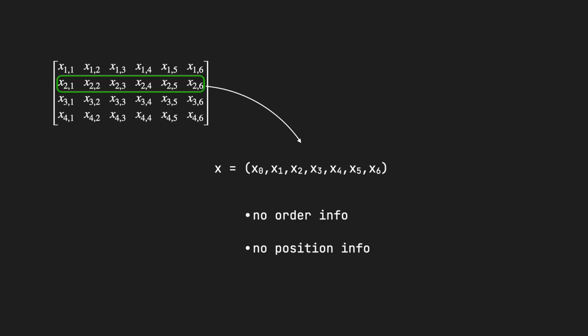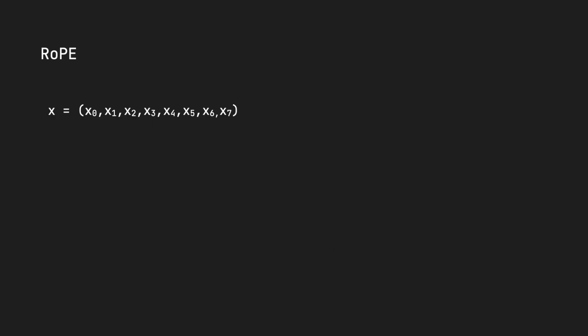So when you look at this as it is right now, there's no information about order or position, and that's where we're going to encode. So what we're doing with RoPE is converting this into a pair of vectors in two-dimensional space. And then we're going to apply a group action to it.